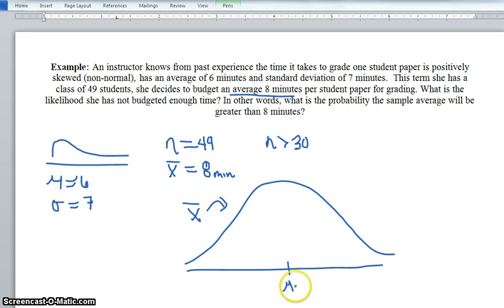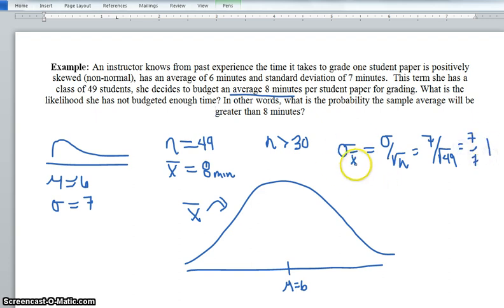So in this case, mean is equal to 6, and a standard deviation of sigma of x bar, which is equal to sigma over the square root of n. So in this case, again, sigma is equal to 7. That's the population standard deviation. Now we have to account for our sample size. In this case, that's 49. And this then is equal to 7 over 7, which ends up being just 1. So the standard deviation of our sampling distribution for x bar is equal to 1.